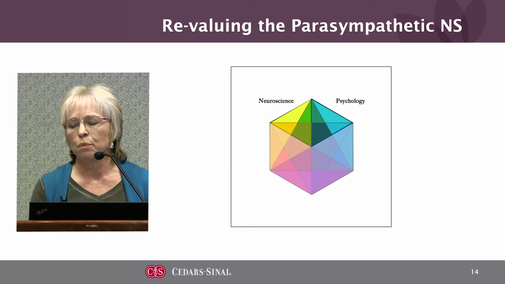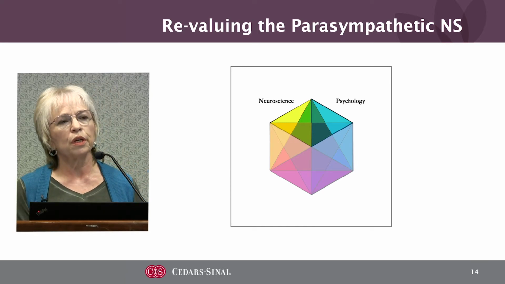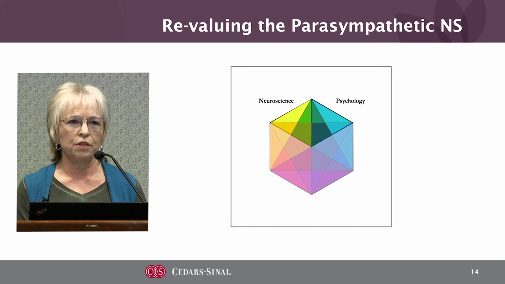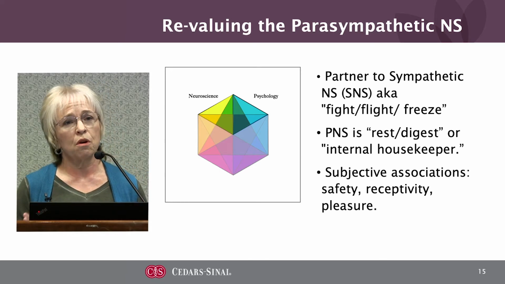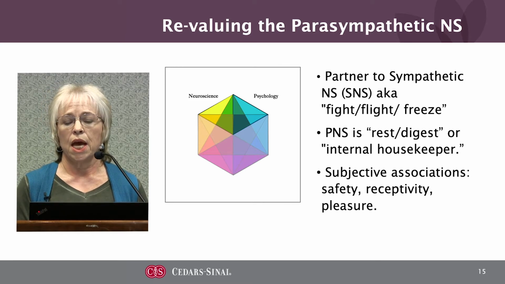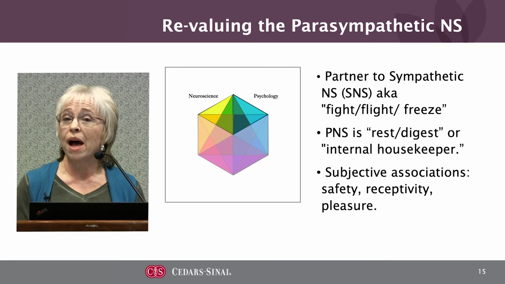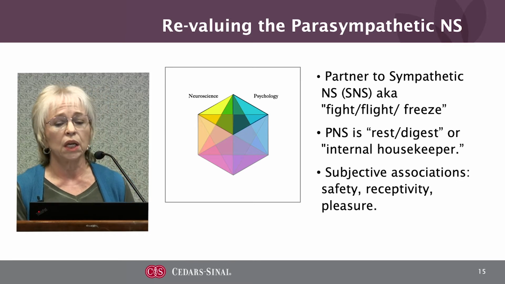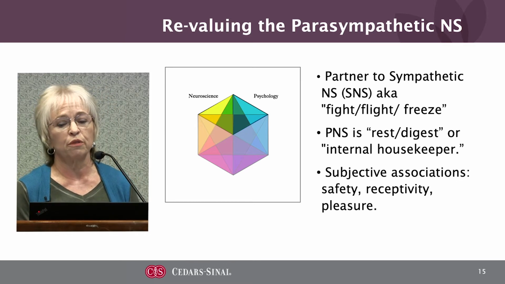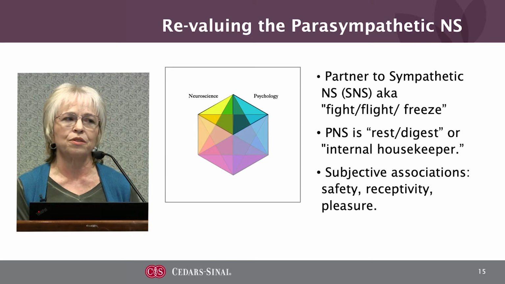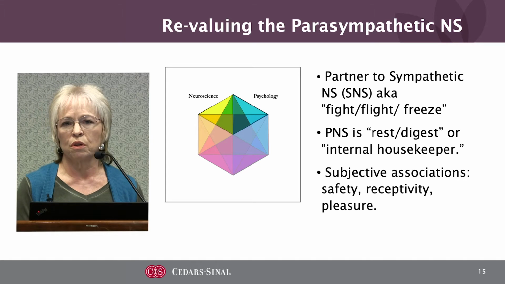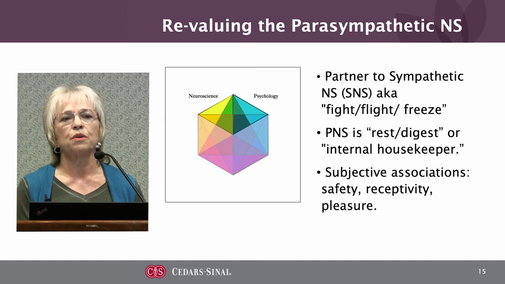So revaluing the parasympathetic nervous system. This is mostly an interplay between neuroscience and psychology. As you might remember from your neuro courses, the autonomic nervous system has two parts called sympathetic and parasympathetic. And the one that people know quite a bit more about, because it's been studied more in the last century, is the sympathetic system, what we call the fight, flight, or freeze response. The parasympathetic is its partner, the rest and digest system that's involved in nutrient absorption, cellular repair, sleep, and other restorative processes.